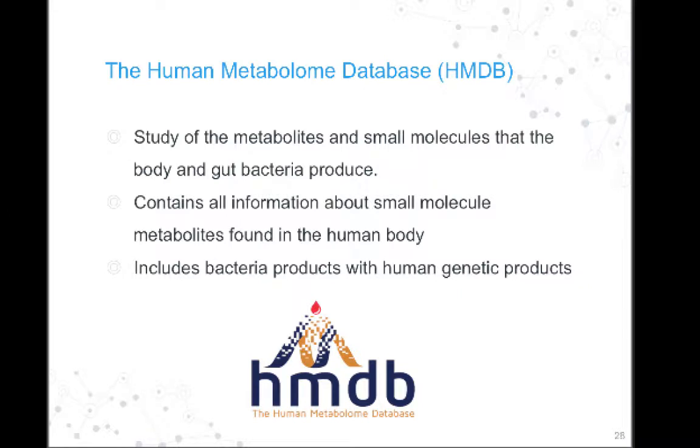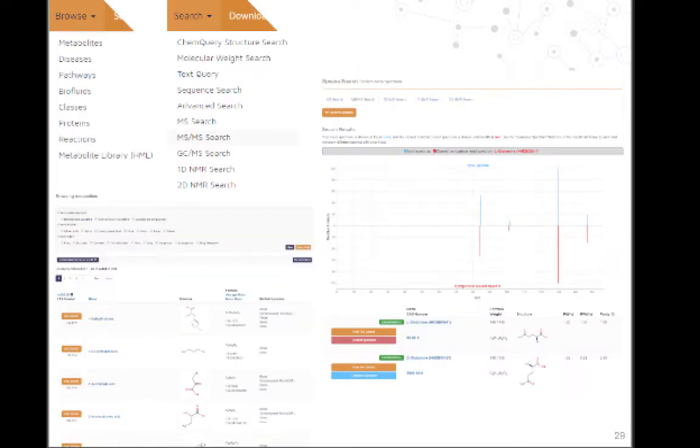Now, if you have bacteria, it means metabolites. The Human Metabolome Database is here to study all the metabolites and the small molecules that the body and the gut bacteria will produce. So you have all the information for each small molecule metabolite found in the human body. It also includes the bacteria products and the human products, so you can do the relation between both. It has a simple search engine, so you can browse by metabolites, disease, pathway, whatever you need, depending on the genetics of the subpopulation you are analyzing. And you can search by chemical, molecular weight, terms or any text query. That's very wide, and it's very fast.